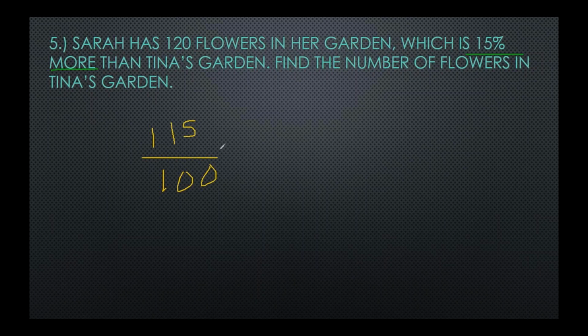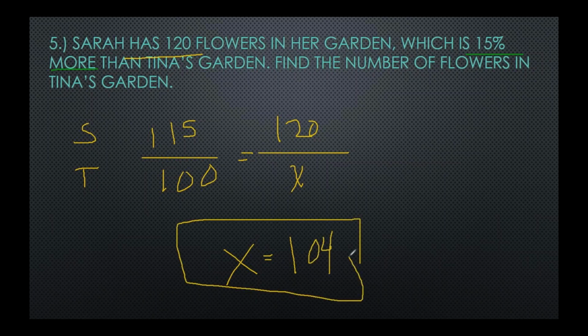Okay, I have Sarah and I have Tina. Who has more flowers? Sarah has 120, which is more than Tina, right? So Sarah has more. So Sarah's on top, Tina's on the bottom. And Sarah has 120. So 120 goes here, Tina's goes here. So how many flowers are in Tina's garden? $104? Is that what you guys got? Yeah. Makes sense? Everything good?